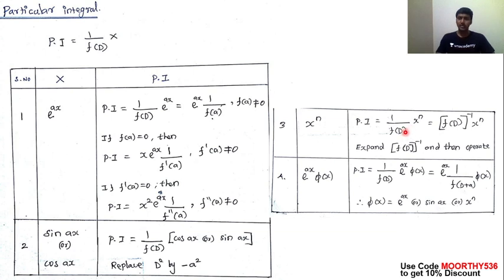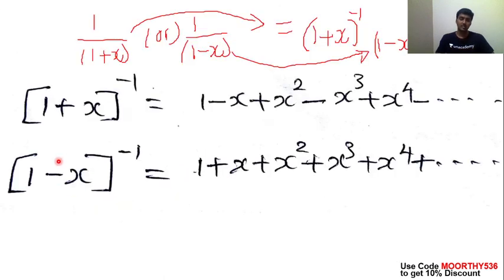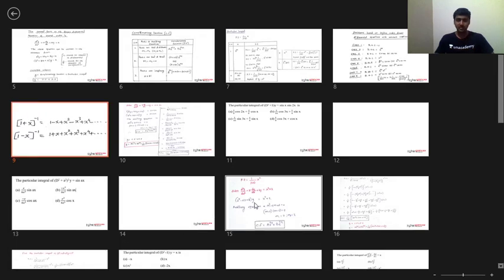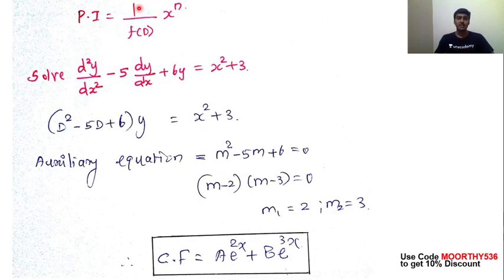Before taking f of D from the denominator into the numerator, we have to convert f of D into the format of 1 plus x or 1 minus x in the denominator itself. Then we take this denominator into the numerator. This is the x power n category: particular integral is equal to 1 divided by f of D into x power n.